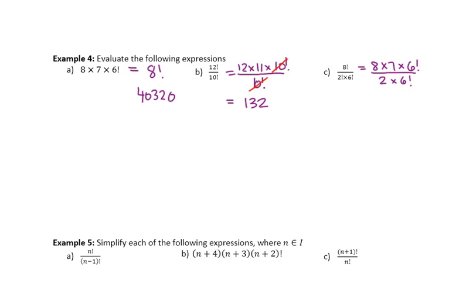Times 6 factorial. And now what reduces? 6 factorials. Woohoo! 8 times 7 divided by 2. 28, yeah, and you could even reduce this 8 and 2 to 4 times 7 if you want. And that's 28.